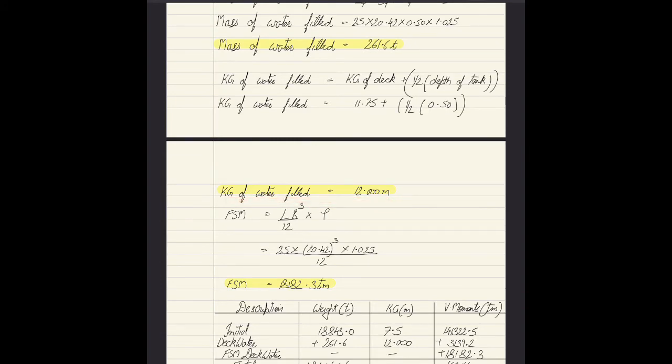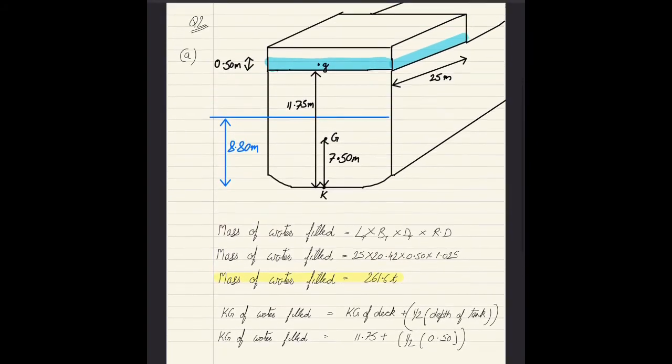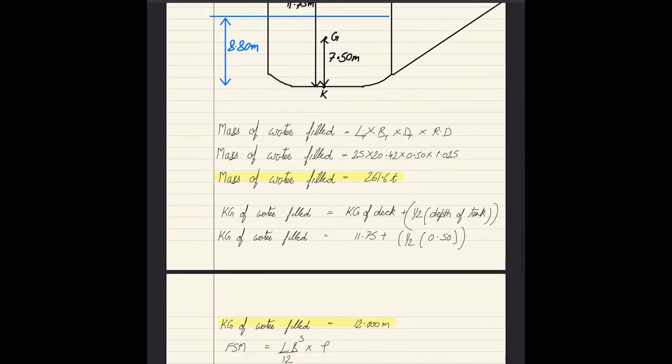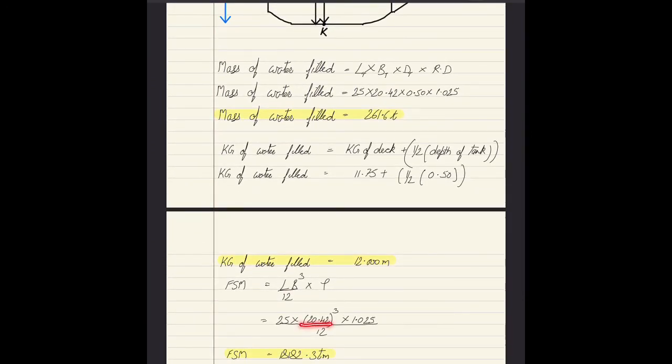The third thing which we need to now calculate is the free surface moment which has been induced because of the water on deck. So free surface moment for a box shaped compartment is calculated by length times breadth cubed divided by 12 multiplied by density of liquid in the tank. The length of the tank is 25 meters, which is this value. The breadth of the tank is 20.42 meters, which has been derived from the stability data booklet, and it is extending up to the full width of the vessel. The density of liquid inside the tank is 1.025.